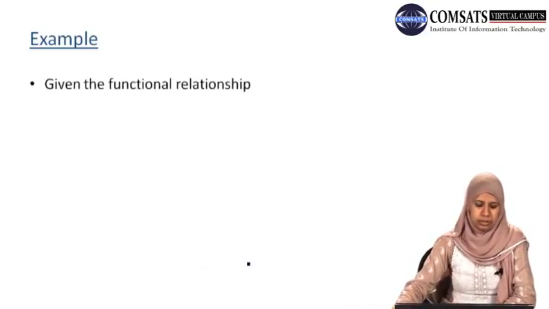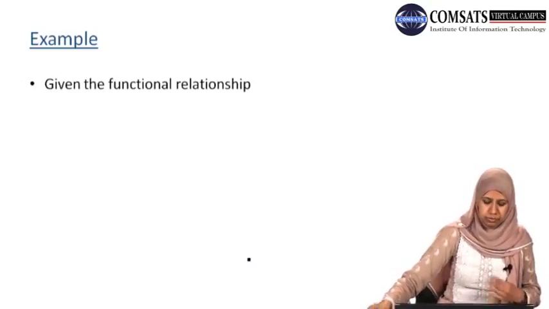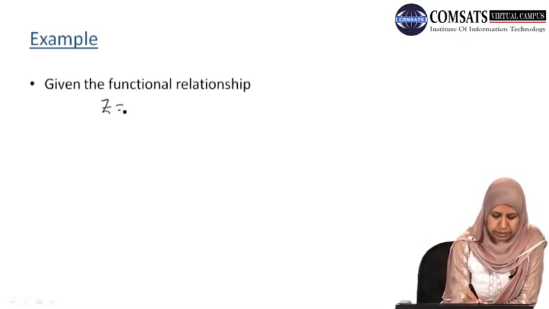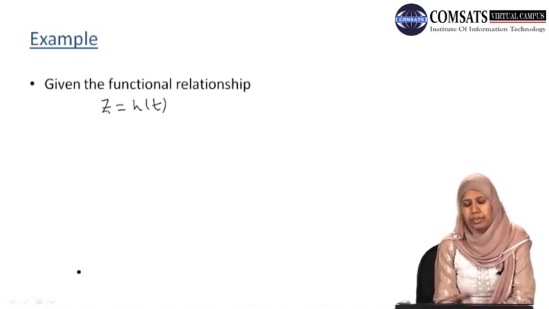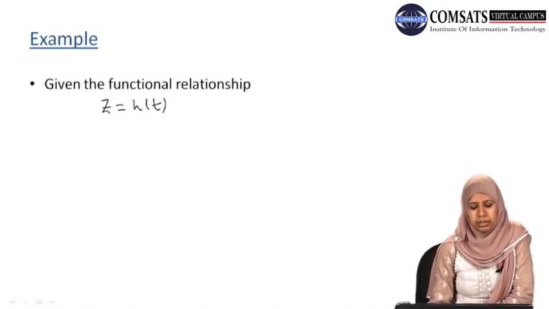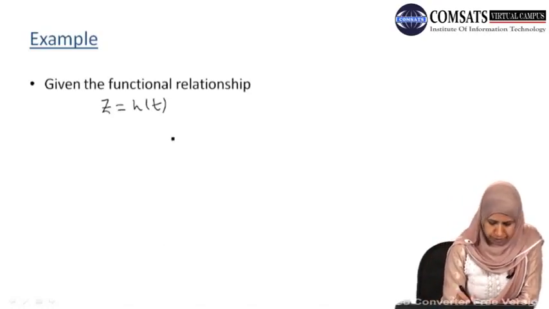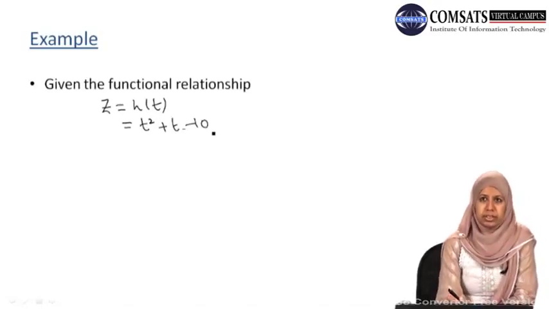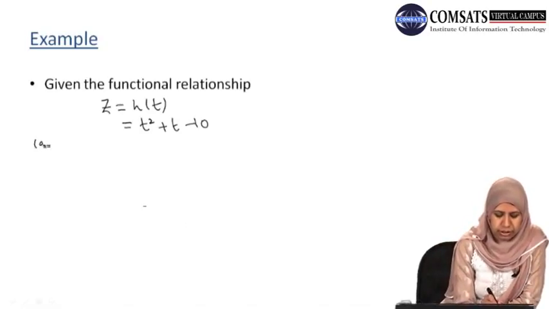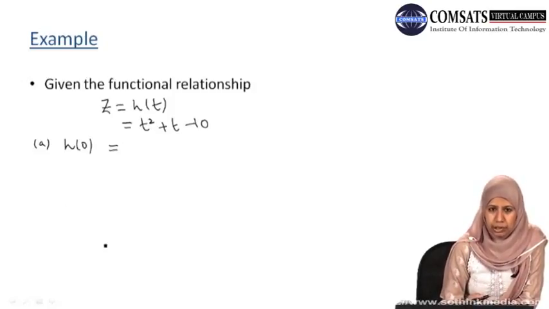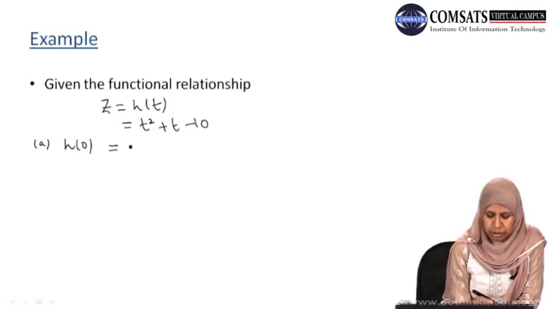Okay, let us consider one more example, which is a mathematical one. If we are given the functional relationship z equals h of t, here we can easily identify that t is the independent variable or the input, z is the dependent variable or the output, and h is the rule connecting z and t, and we have defined it according to the rule t square plus t minus 10. Then first we want to find h of 0, that is we will simply put the value t equals 0 in our given rule or given function.